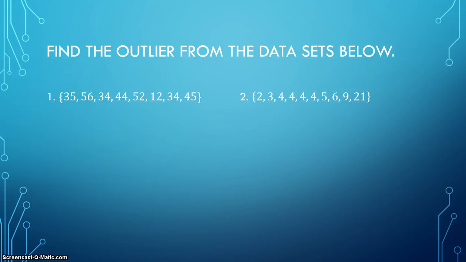Alright, so now that we've gone over those together, I want you to go ahead and try some out on your own. I have 2 sets of data. When I tell you to, I want you to pause the video, find if there is or if there isn't, and if there is, what is the outlier or outliers for these sets of data. All right, when you have your work done, you got your answers, unpause the video and come back and we'll go over it together. So go ahead and pause the video now.